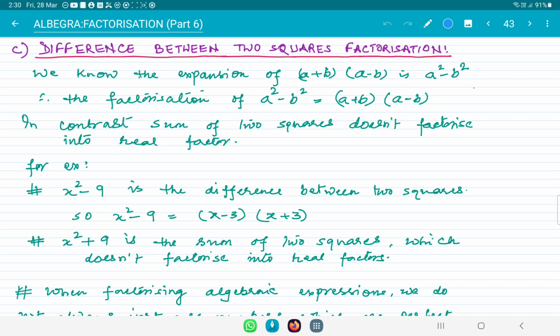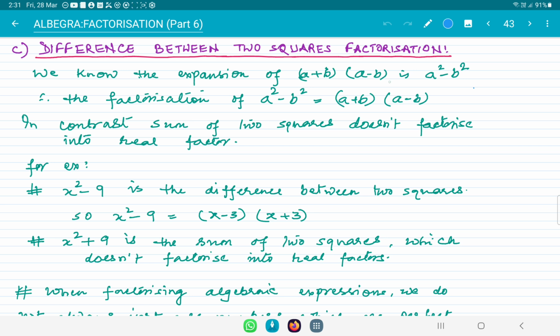In this video, I will explain the difference between two squares factorization. This time we are doing factorization, which is one of the chapters of algebra. In factorization we are seeing difference between two squares factorization. You can see my earlier videos, A and B part of factorization.